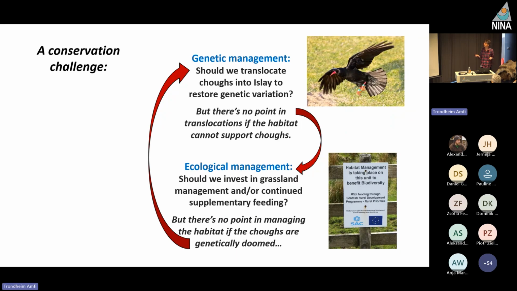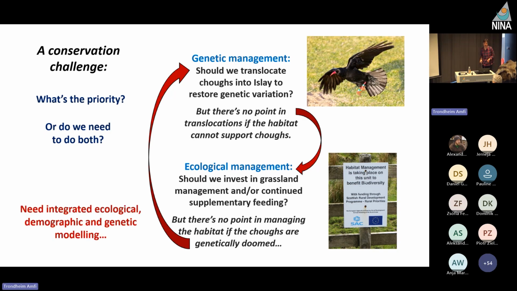Because the question then is, should we translocate choughs into Islay to restore genetic variation and effectively increase the effective population size? Of course, there's no point in doing that if the habitat isn't going to be good enough to support the choughs. So then, should we invest more in the grassland management or in more supplementary feeding? Then there's no point in doing that if the choughs are just going to be genetically doomed. So it raised some important policy questions on which should be the priority here, or actually do we need to do both, and investing in one without the other is simply going to be a complete waste of resources.